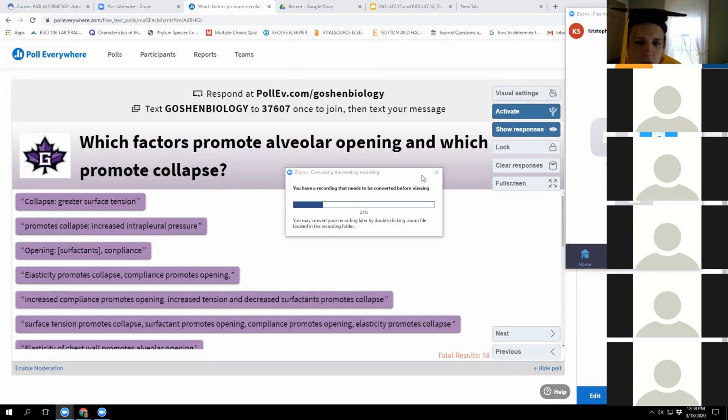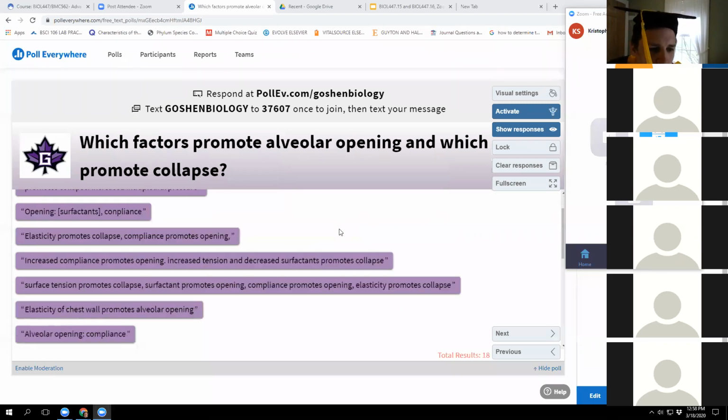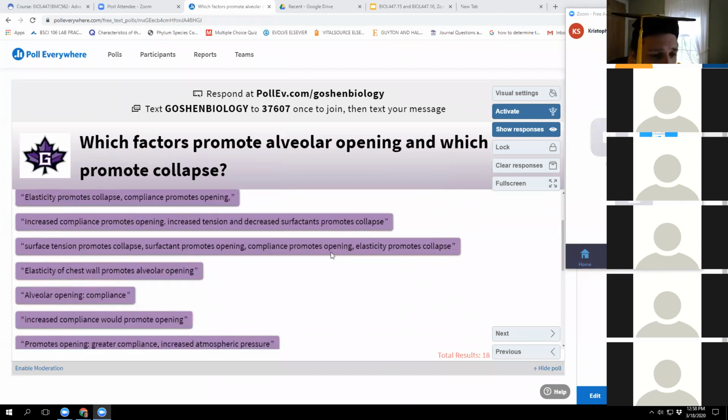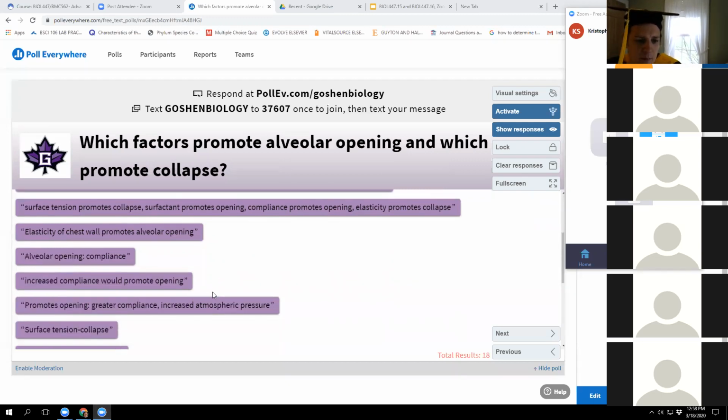Okay, thank you. So these are some of the great answers you gave. Alveolar opening is supported by compliance. Elasticity of the chest wall promotes alveolar opening. This is true. You need a certain elasticity to the chest wall to allow for opening, right? So it's pulling on it. The elasticity of the lungs also promotes closing too, so it promotes returning back. It depends on the part of the breathing cycle. But these are all good.